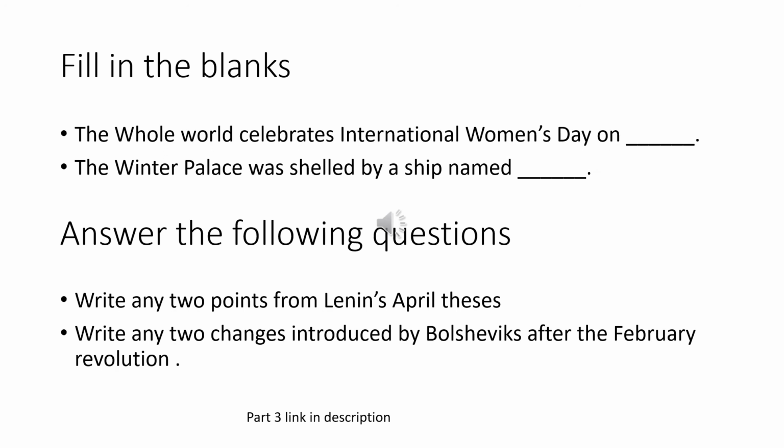Write any 2 changes introduced by Bolsheviks after the February Revolution. They nationalized banks and industries. They declared land as social property. And there are many other points. You can write any 2 points from here. Thank you.